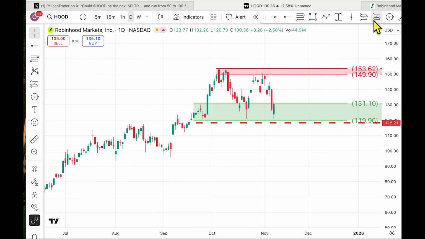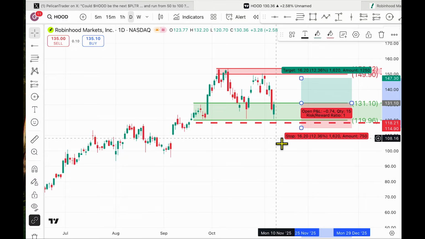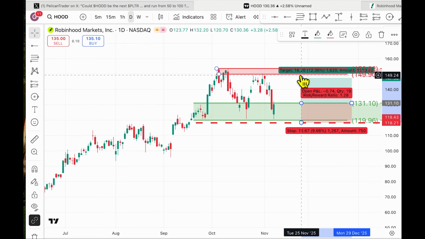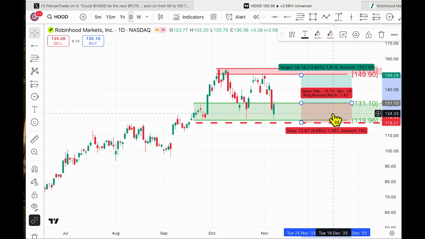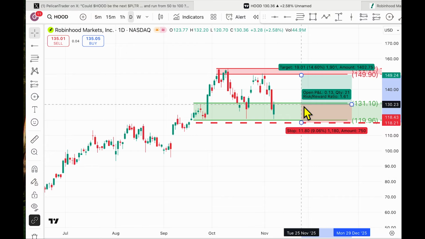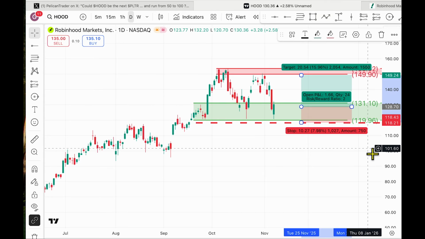And the way you would construct that trade is to place a buy limit order at 131.10, protective stop somewhere in that red dash line area, target just in front of your resistance level. And that trade right there has about a 1.4 to 1 reward to risk ratio, which isn't ideal. We'd be looking for something more than 2 to 1 reward to risk ideally. So if that's the case, we'll just lower our entry, our buy limit order, until we get 2 to 1 reward to risk. And that would be at 128.70. So entry at 128.70, protective stop at 118.21, target just in front of 149.90.